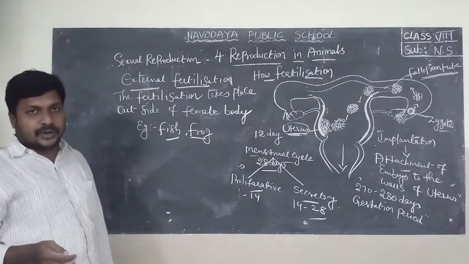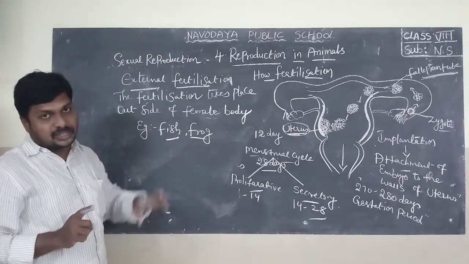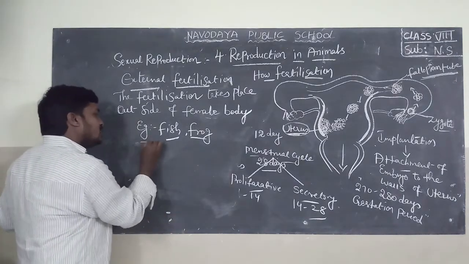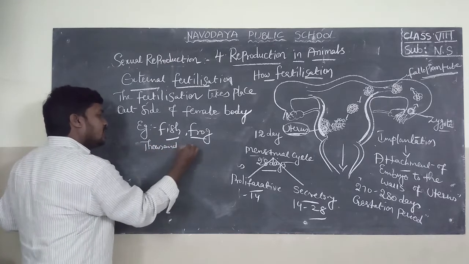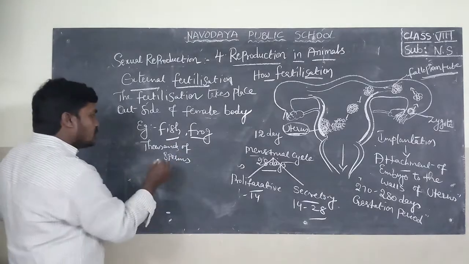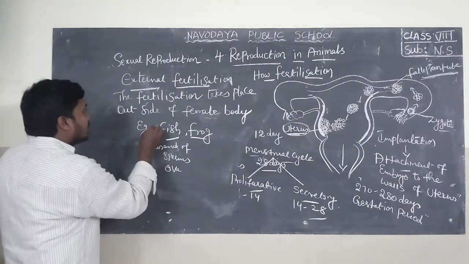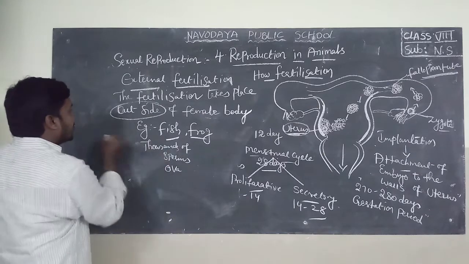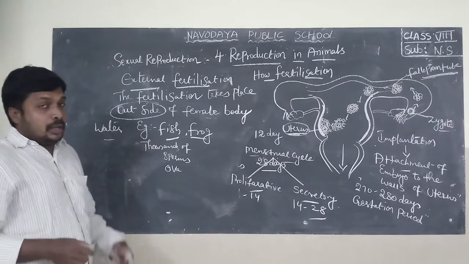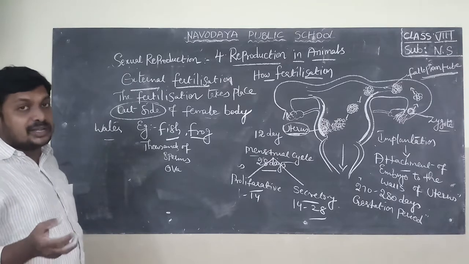If you take fish, we can distinguish the male fish from the female fish, and we can distinguish the male frog from the female frog. The male fish releases thousands of sperms into water, and females also release thousands of ova. Ova is plural. So the fusion takes place outside of the body, in water. Why? Because fish and frog live in water.